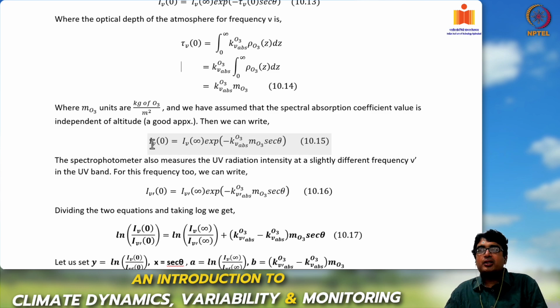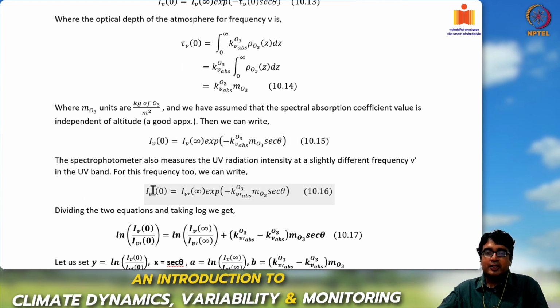However, we can measure the same thing at a certain different frequency nu prime which remains in the same UV spectrum band. So the UV spectrum has a certain bandwidth, right? So we take two such frequencies, nu and nu prime, and ask the spectrophotometer to measure radiation intensity for both these frequency bands.